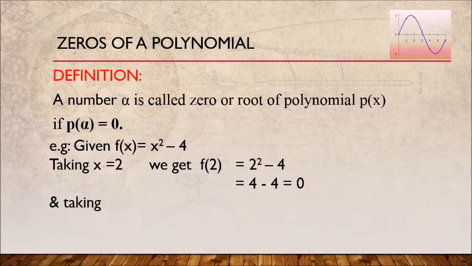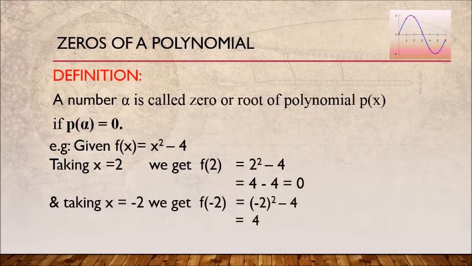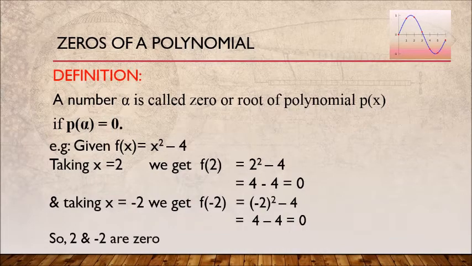Okay, now let's take one more example. Put x equal to minus 2 in the same polynomial. So f of minus 2. Minus 2 square is also 4. So 4 minus 4 is again 0. So what can you conclude from this? f of 2 is 0. f of minus 2 is also 0. So 2 and minus 2, both of them are called zeros of the given polynomial.